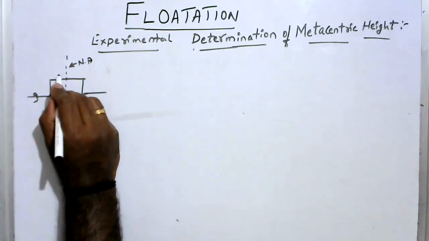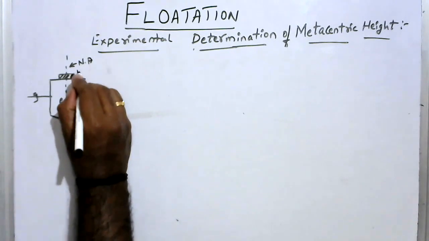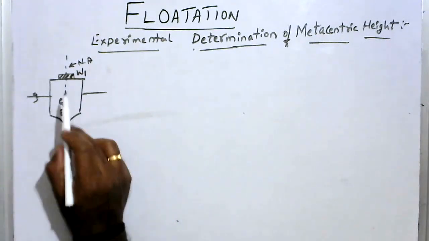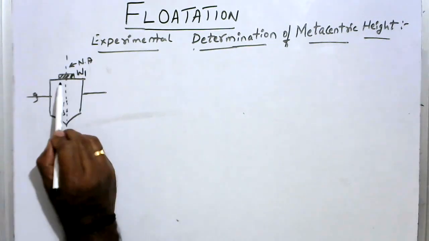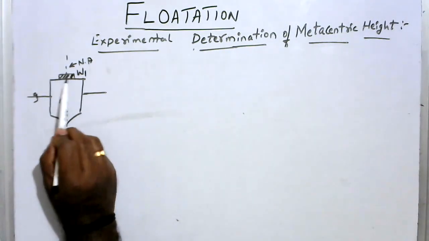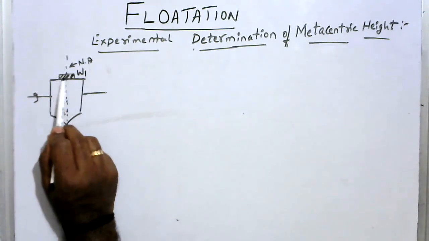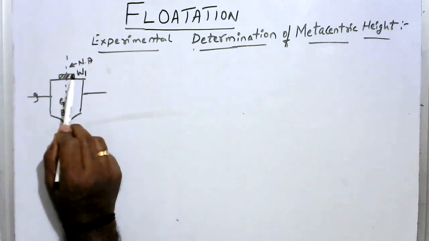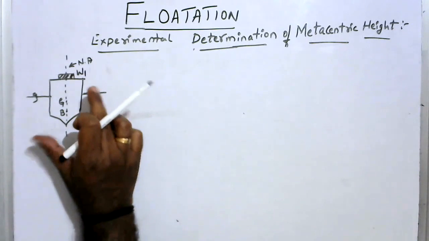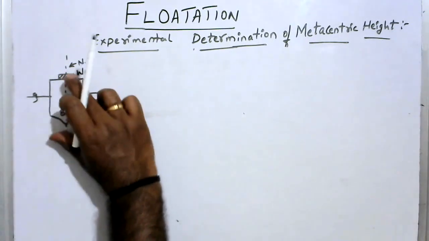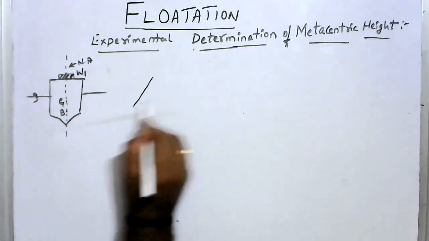Now I place a small weight W1 on top of the floating body. Now what I do is move this small weight W1 to the right side, or to any one side. If I move this weight to any one side, the body will be tilted in that direction. If I move it to this side, the body will be tilted clockwise. So if I move that, you observe this.